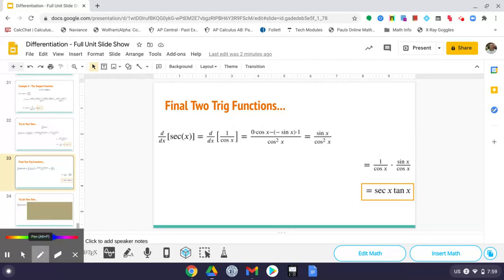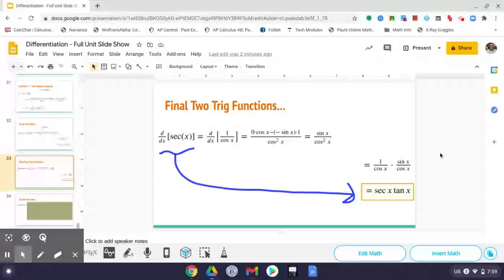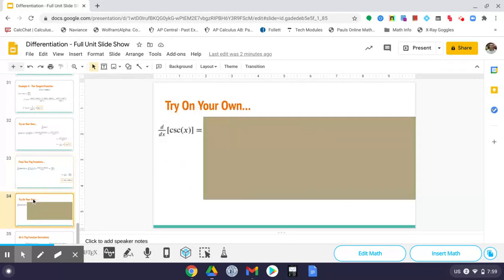And again, you can jump right from here to here at this point as long as you understand that process and you know that derivative. You can certainly work through this quotient rule and get to that derivative if you need to, but we don't have to necessarily. Okay, last try on your own for today. Why don't you try and do the exact same thing for cosecant? Take a minute, pause the video, and once you're done, play the video again and I'll show you the answer. Very similar steps. Go for it.